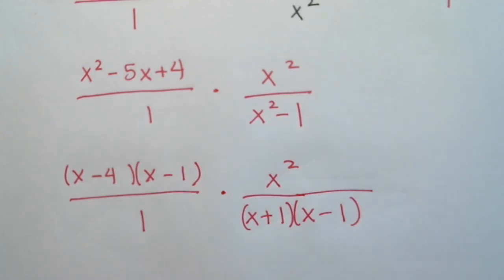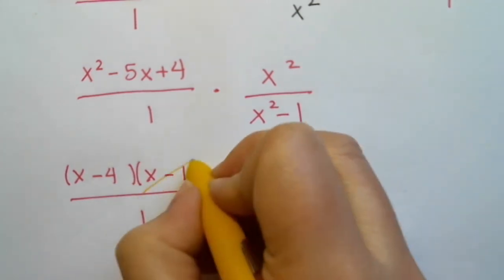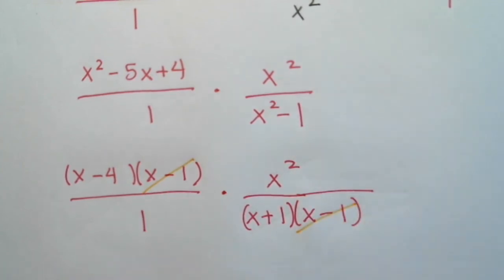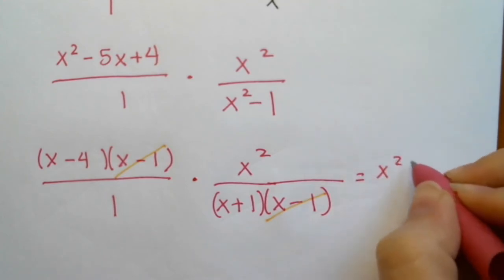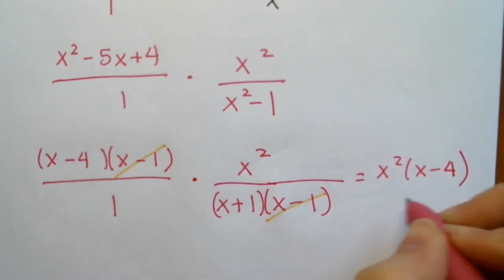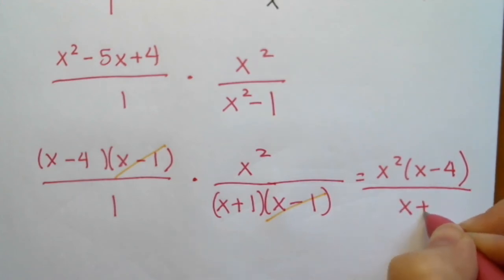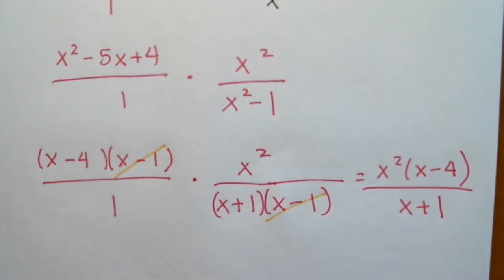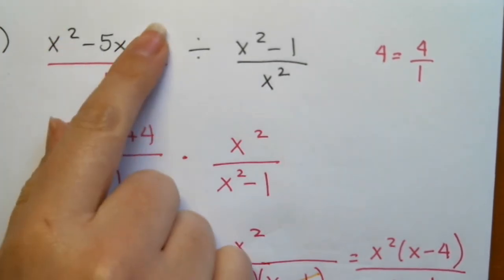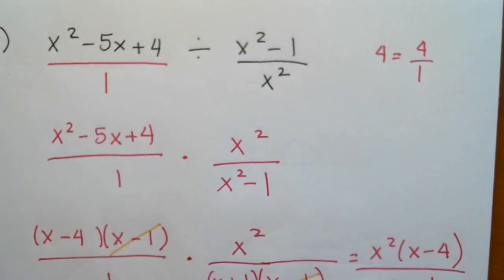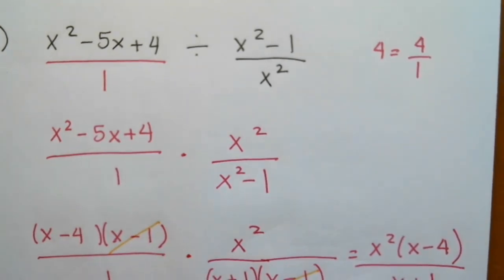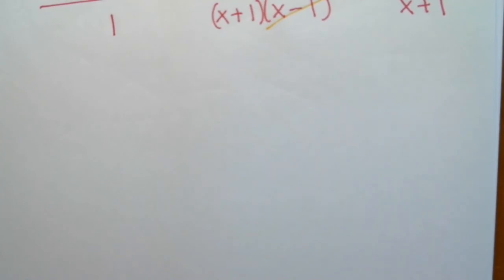Okay. Now we're looking for common factors. It looks like the only common factor is x minus 1. Okay, so in the numerator, we're going to have x squared and x minus 4. And in the denominator, we're going to have x plus 1. All right, so remembering this trick where you can put the polynomial, which is like a whole number, over 1, is what will help you do these types of problems. We're actually going to do another one that's kind of like that.